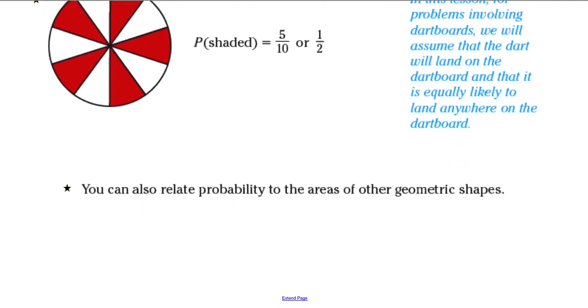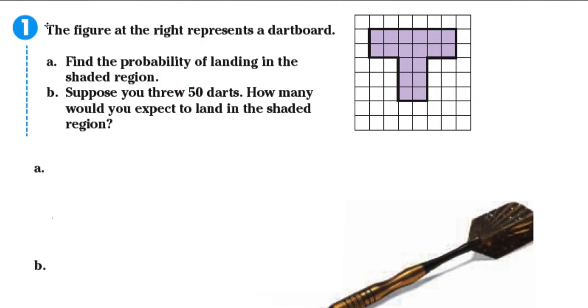Example number 1 on page 624: the figure at the right represents a dartboard. Let's say you have a dartboard shaped like a parallelogram. Letter A: find the probability of landing in the shaded region. And letter B: suppose you threw 50 darts, how many would you expect to land in the shaded region? So this is our dartboard, and we want to find the probability of landing in the shaded region.